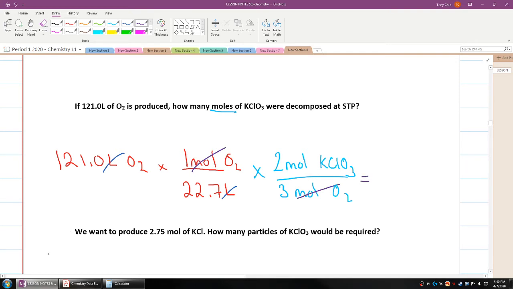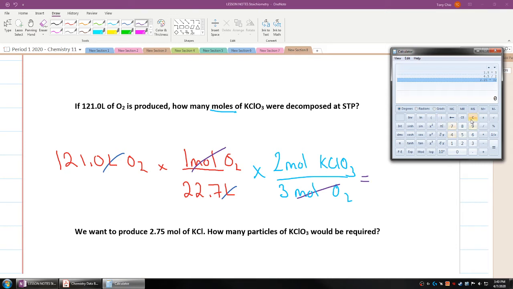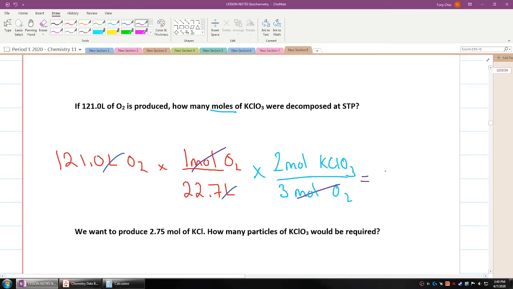This is how we did it, because the moles will cancel out. So now again, you want to punch this into your calculator. You would see that you have 121 divided by 22.7 times 2 divided by 3. And you're going to get 3.554. This answer should have 4 sig figs, so it becomes 3.554. That 3 rounds up because of the 597 afterwards. So it becomes 3.554 moles of KClO3.